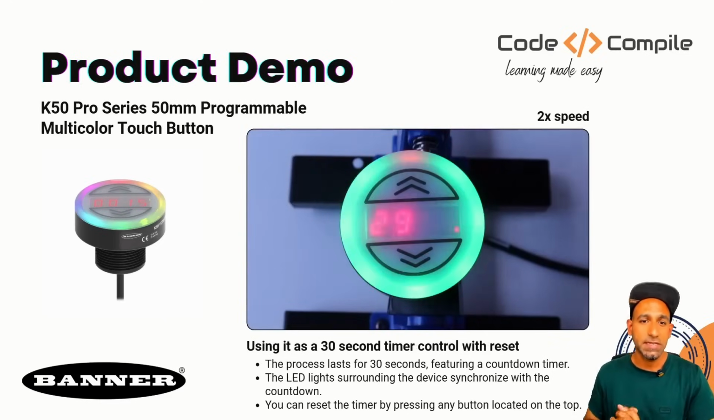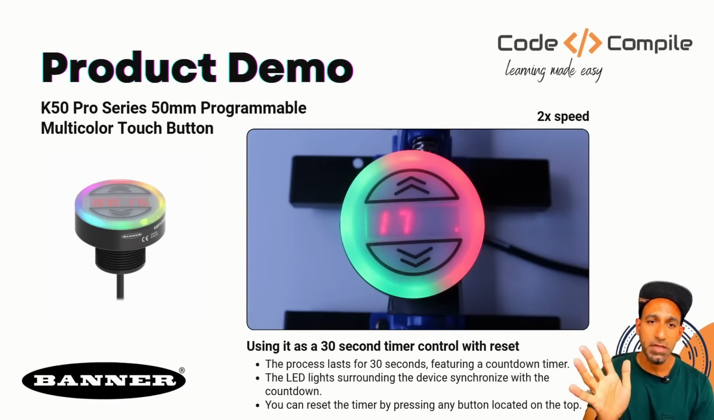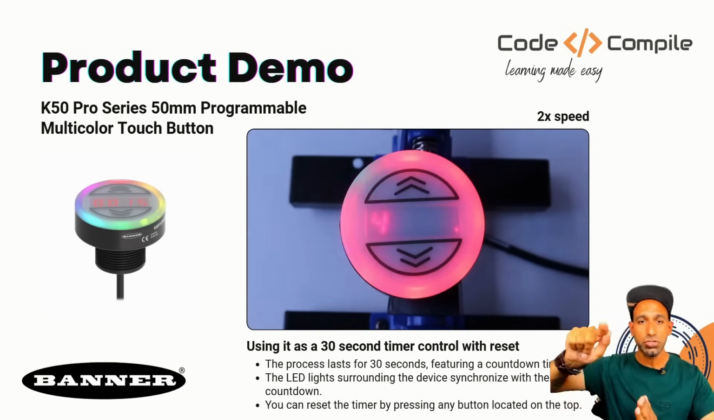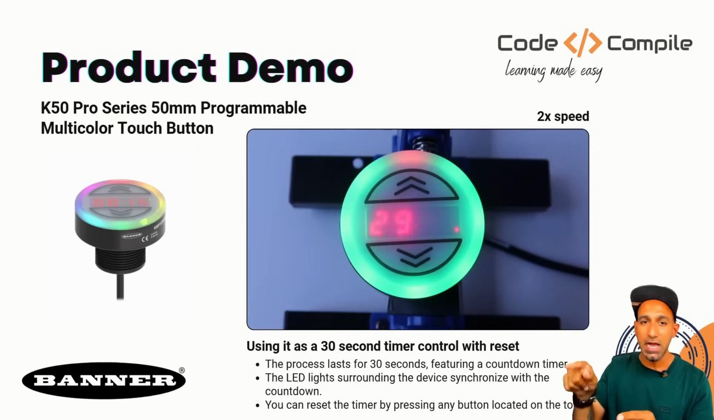This is used as a 30-second timer. So as soon as I press the button, it starts a 30-second timer. This is just a tiny application to show the possibility of this device. It counts down from 30 seconds, and based on the time, it is also showing how much time is left. So not only do you see the display, you can also see the color from a distance.